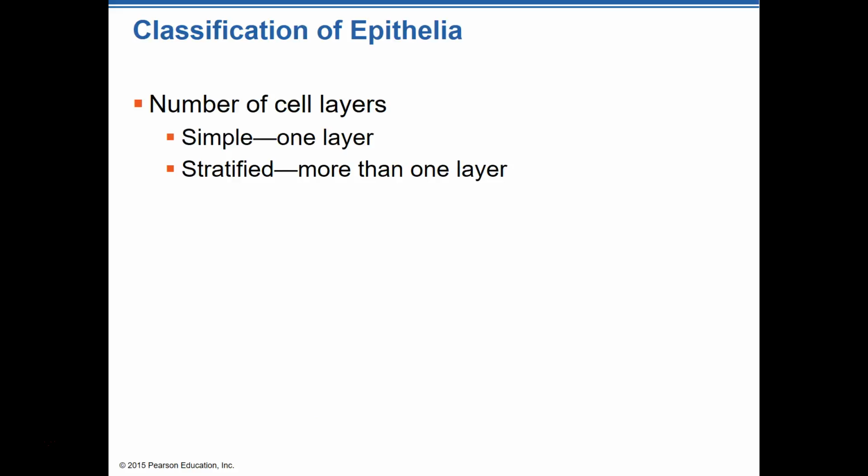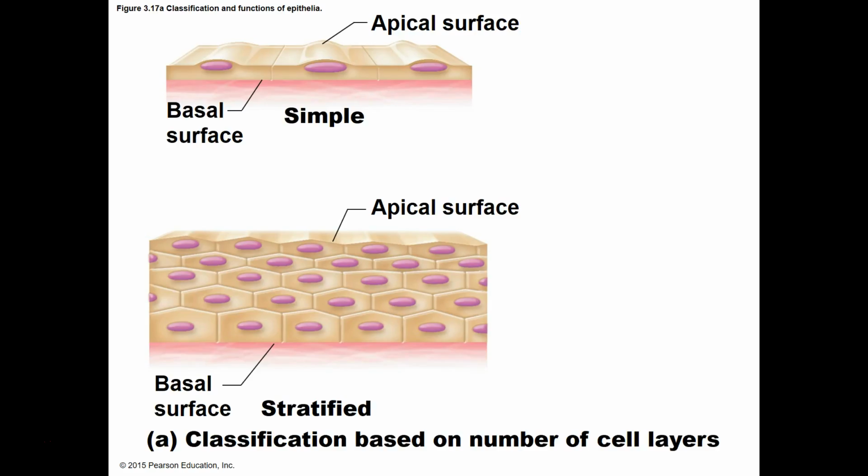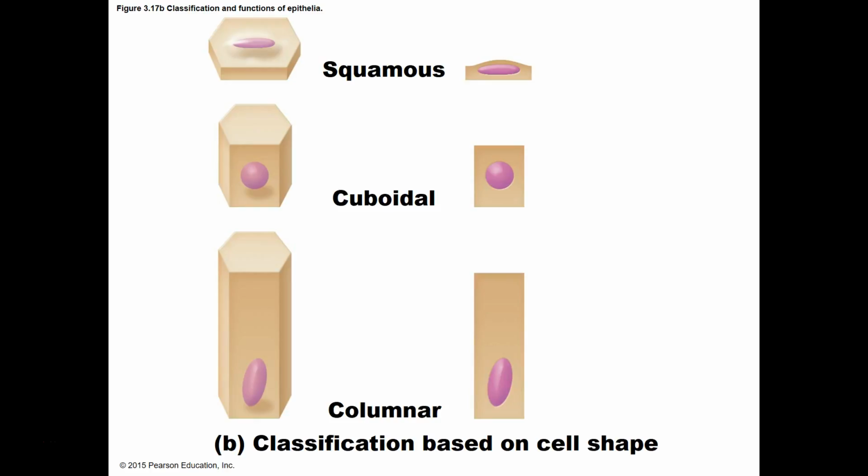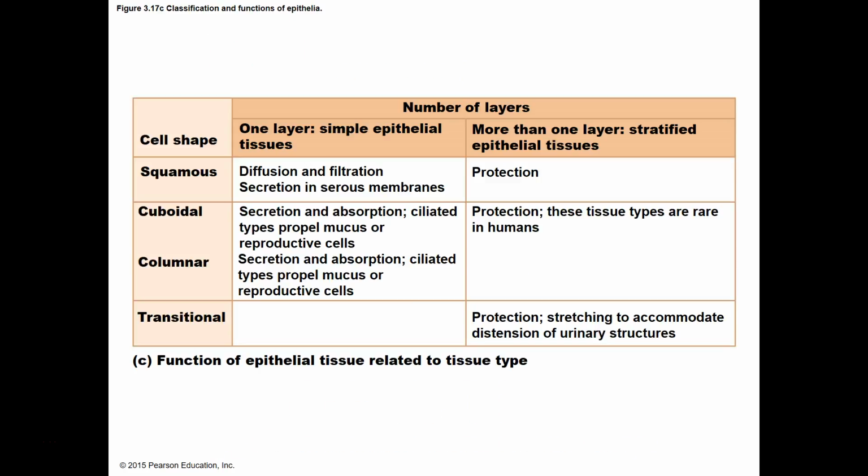Epithelia are actually classified by the number of layers. If it's simple, it has 1 layer. If it's stratified, it has more than 1. So we can see the difference: the top simple and the bottom stratified. Also, it's classified by the shape of the cells. There's squamous, cuboidal, and columnar. So different shapes of the cells. There's no real crazy science to this. Squamous is kind of short and squishy. Cuboidal looks like a cube. Columnar looks like a column. So nothing really crazy about that.